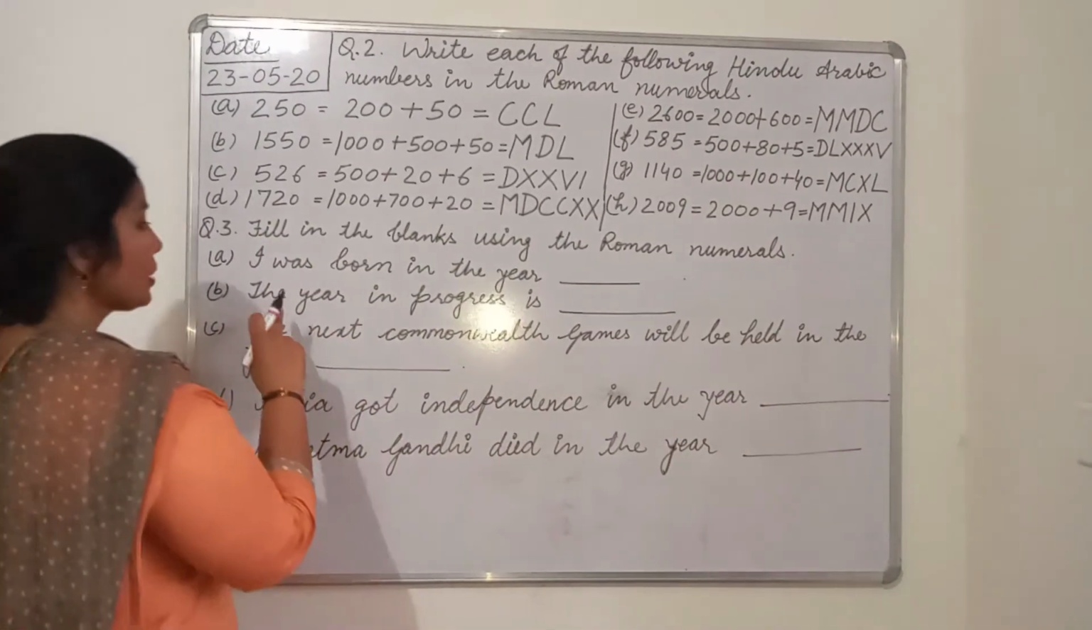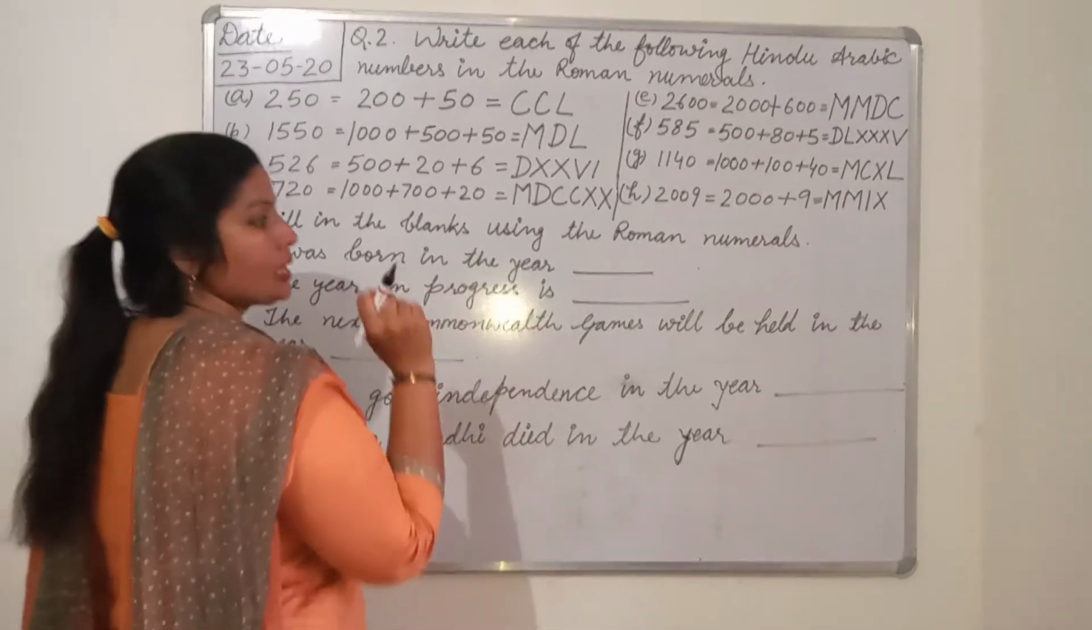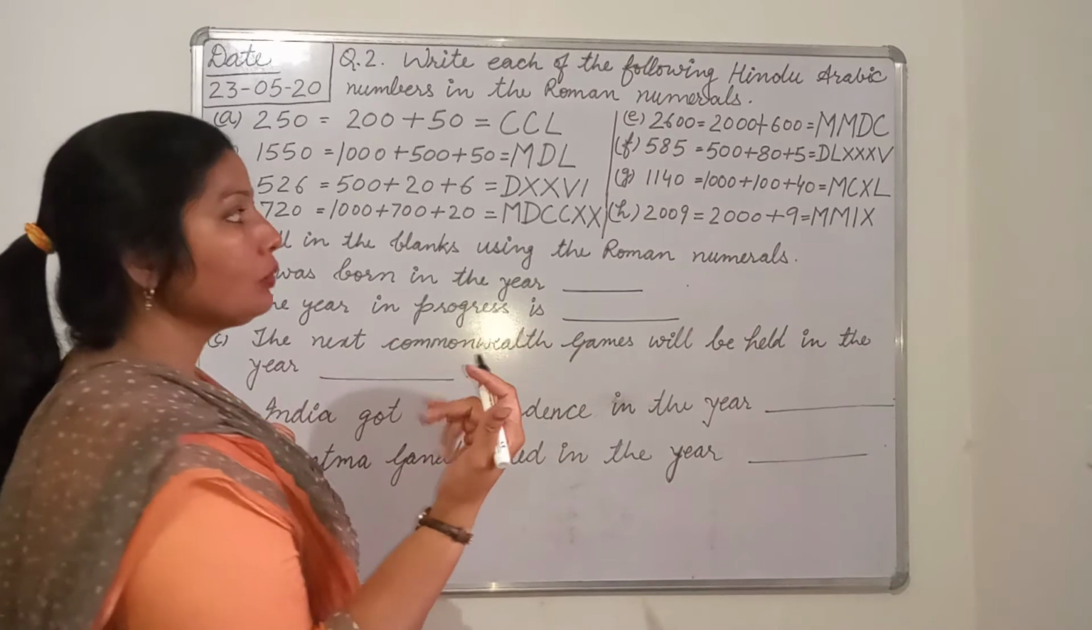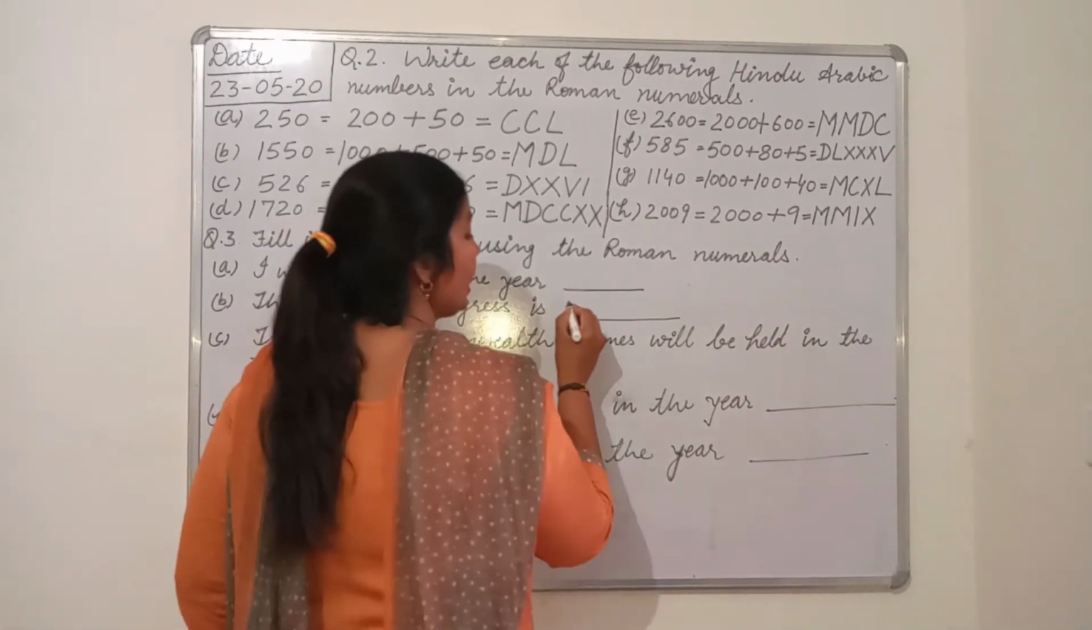Now B part. The year in progress is. So which year is going on now? 2020. So how will we write 2020? For 2000, M.